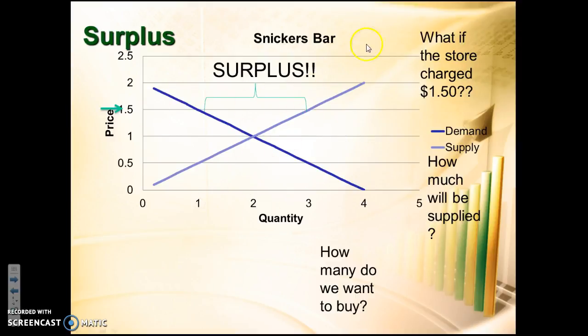Now this is where you see things in department stores whenever they go on sale. It's usually the stuff that they have a bunch of extra and a bunch of stuff left over. And so now we've got a surplus. The only way to get rid of the surplus is, well, we'd have to drop the price from $1.50 down to $1.